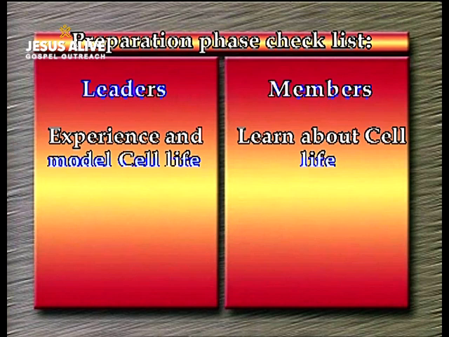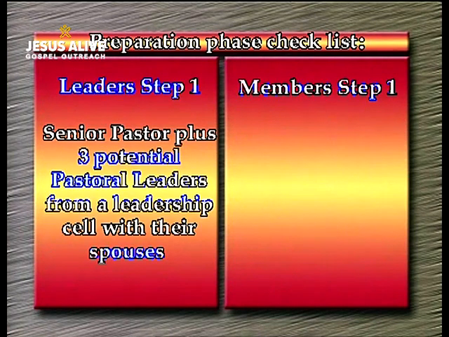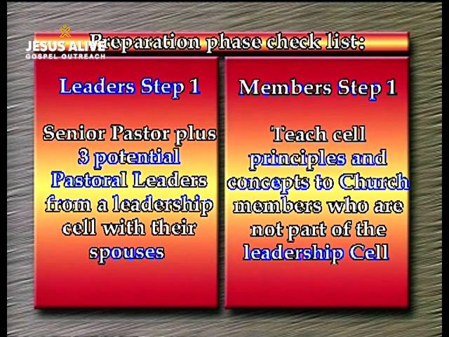The members need to learn about cell life. Leaders, step number 1. Senior pastor plus 3 potential pastoral leaders form a leadership cell with their spouses. Members, step number 1. Teach cell principle and concept to church members who are not a part of the leadership cell.